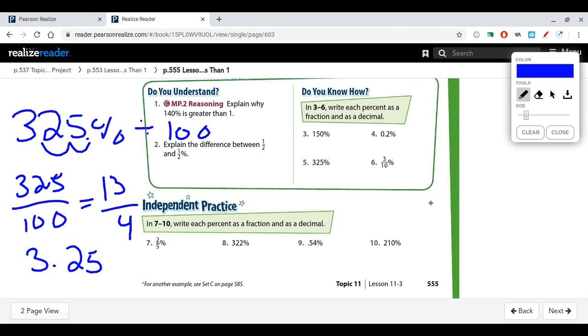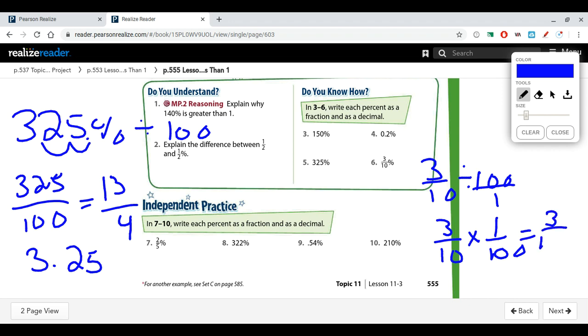And then my 3/10 percent. So this is the one where I'm going to do 3/10 divided by 100. Remember, when we divide, it's keep, change, flip. So it's going to be 3/10. I keep this the same. I change the symbol and I flip to the reciprocal. So it's going to be 1/100th. And then I multiply across and I end up with 3 thousandths. And so there's my answer, 3 thousandths. And if I write 3 thousandths as a decimal, it's going to be 0.003.